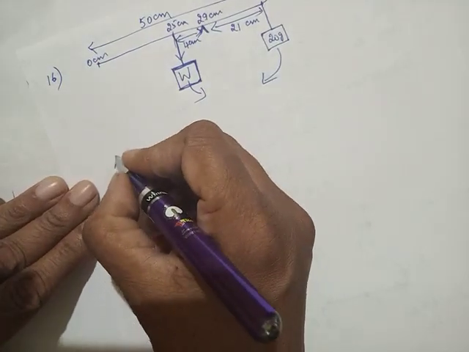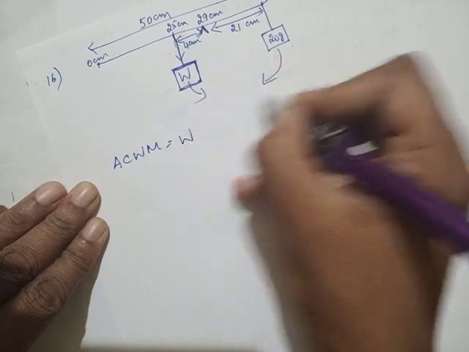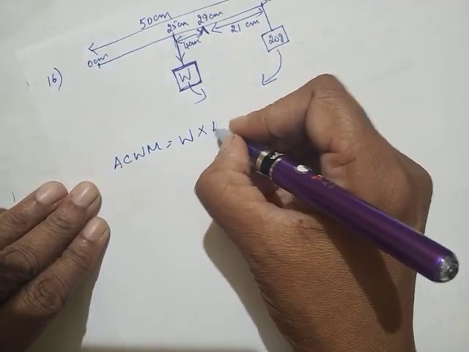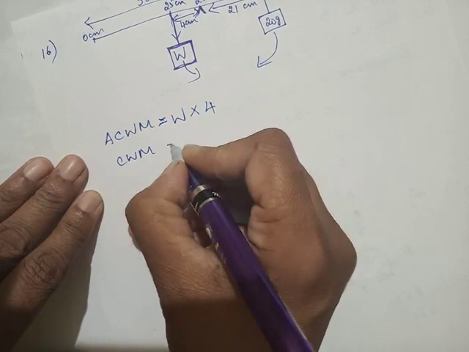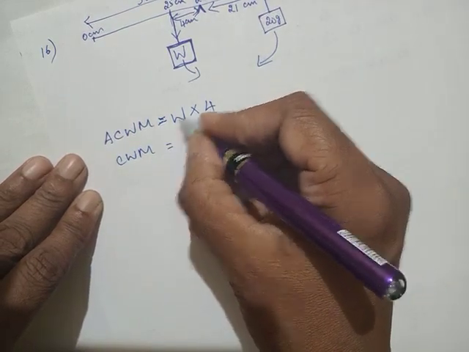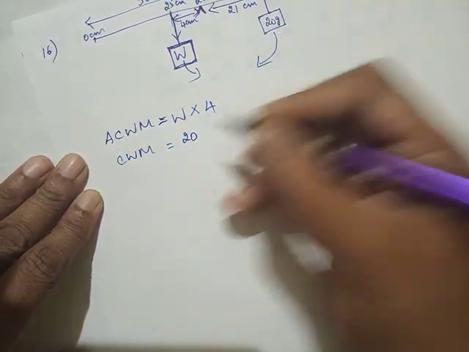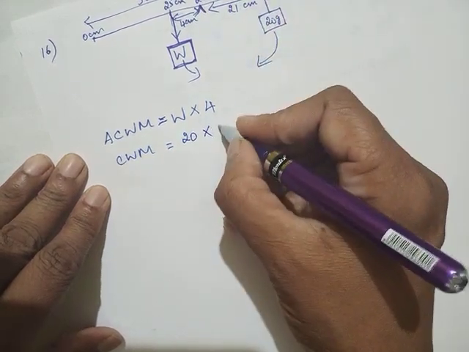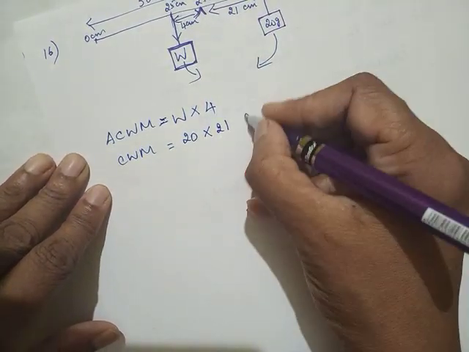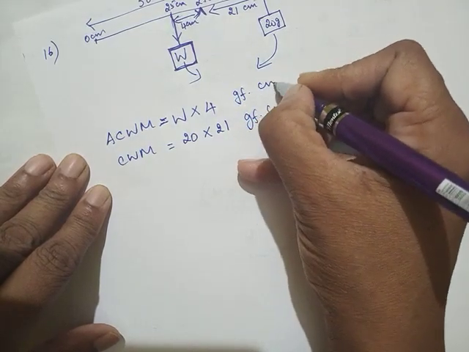So our anti-clockwise moment will be W into 4. Okay, and clockwise moment will be 20 gram force, or you can take the force to be 20 gram force, multiplied by the distance, which is 21. So this much gram force centimeter, this much gram force centimeter.